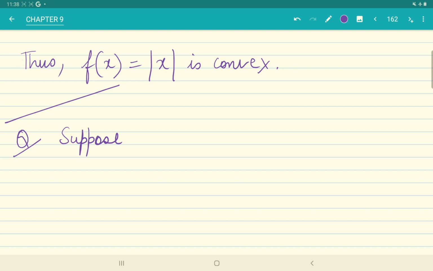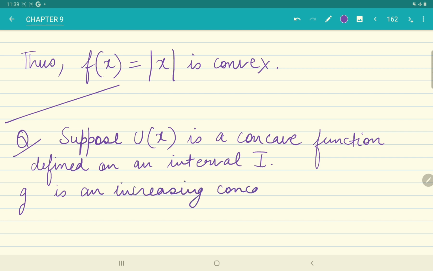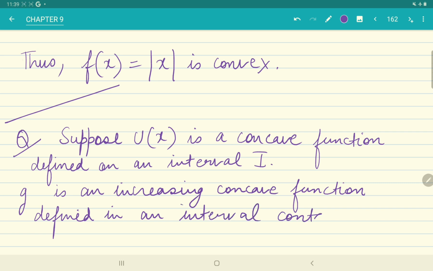So now let's take up another question. Suppose we have u of x, which is a concave function defined on an interval I, and g is an increasing concave function defined in an interval containing the range of u.